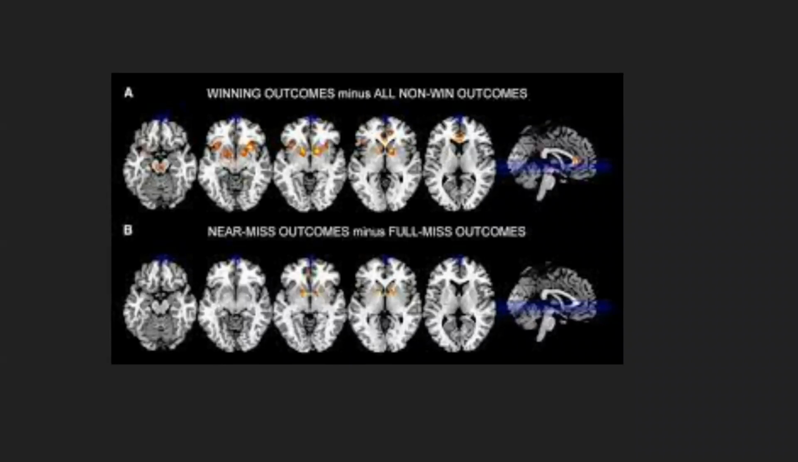addictive behaviors. So as you can see at the top on row A, those are the winning outcomes in the brain, and that's how much stimulus you get. And on row B, you can see that there's not as much stimulus when you get a near miss or a full miss outcome.